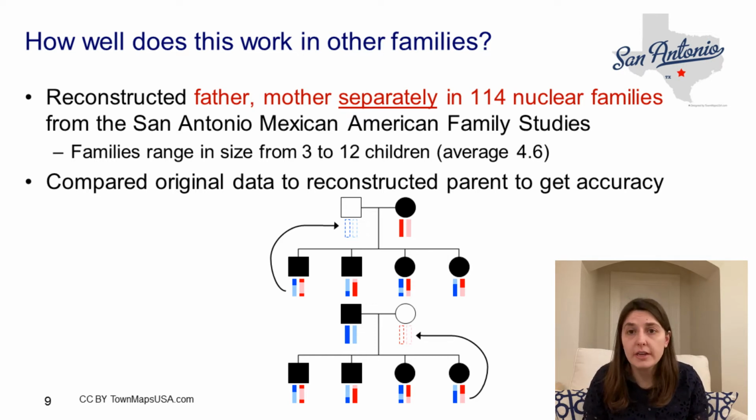But through collaboration with a team of researchers from San Antonio, we do have data from 114 nuclear families from the San Antonio Mexican American Family Studies. These families range in size from 3 to 12 children, with an average of 4.6 children. We ran Happy on these families and then compared the reconstructed parent to the original data. In these 114 families, we have both the father and the mother, and we separately excluded either the father or the mother and then did the comparison.